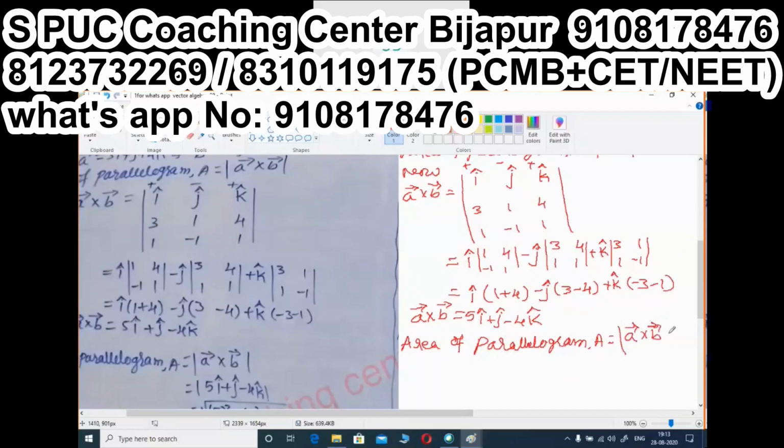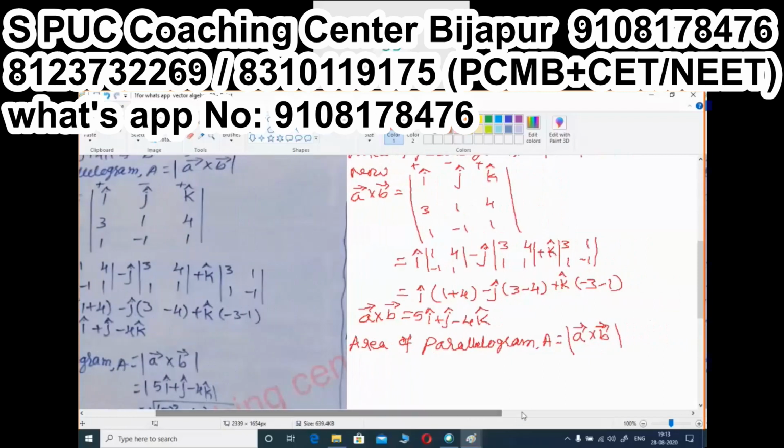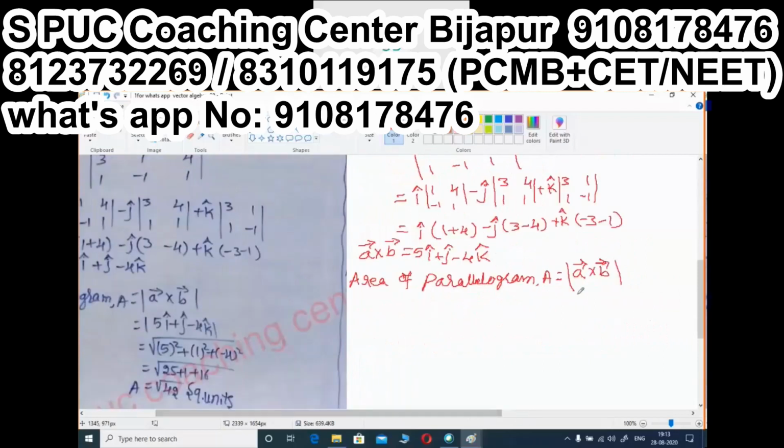So you already obtained a cross b here as a factor. Find out its modulus, then whatever you get is the required area of the parallelogram. That is the mod of 5 i cap plus j cap minus 4 k cap. Its modulus you write as the square root of its coefficients squared: 5 square plus 1 square plus minus 4 square.